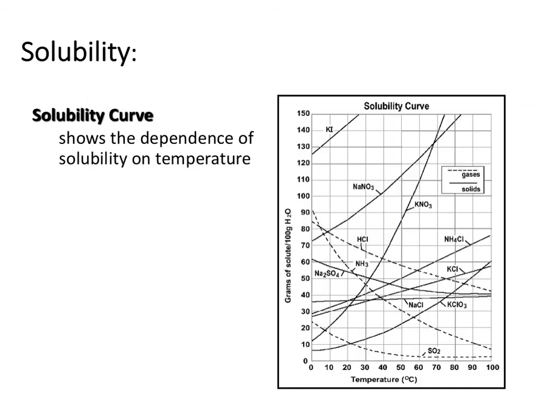So now let's go ahead and move on to the solubility curve. So what is the solubility curve? Basically, the solubility curve shows you the dependence of the solubility of a solute on temperature. So if we look down here, notice we have temperature values, and here we have the relationship between our grams of solute and our quantity of solvent.